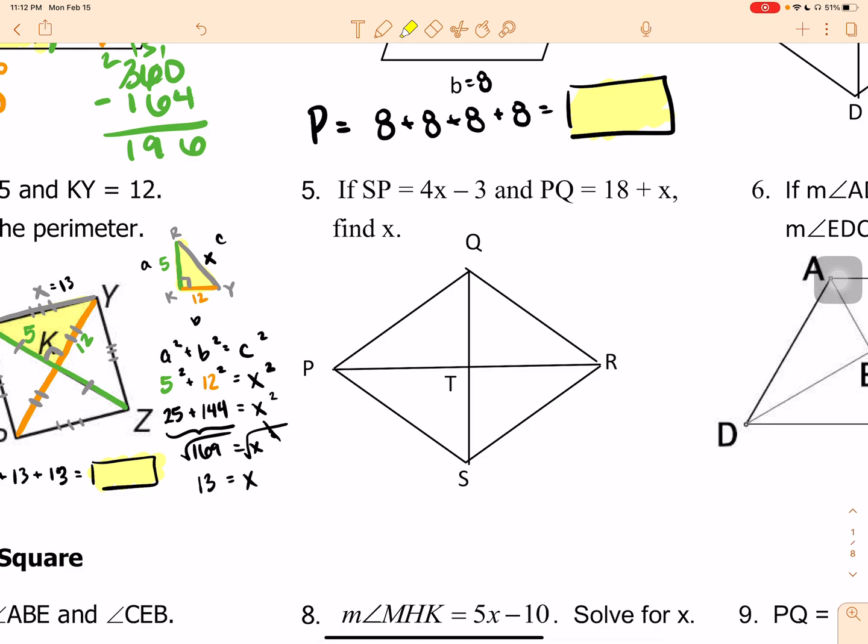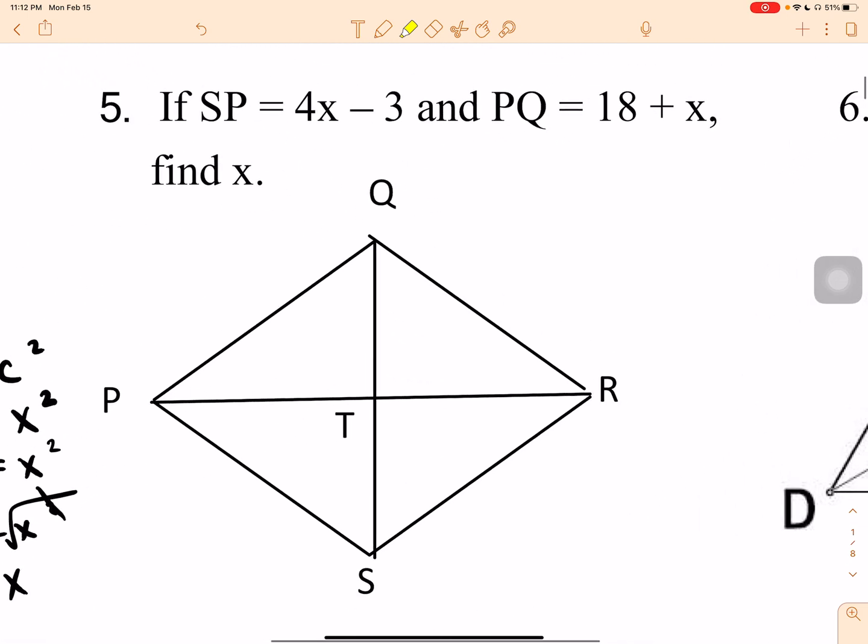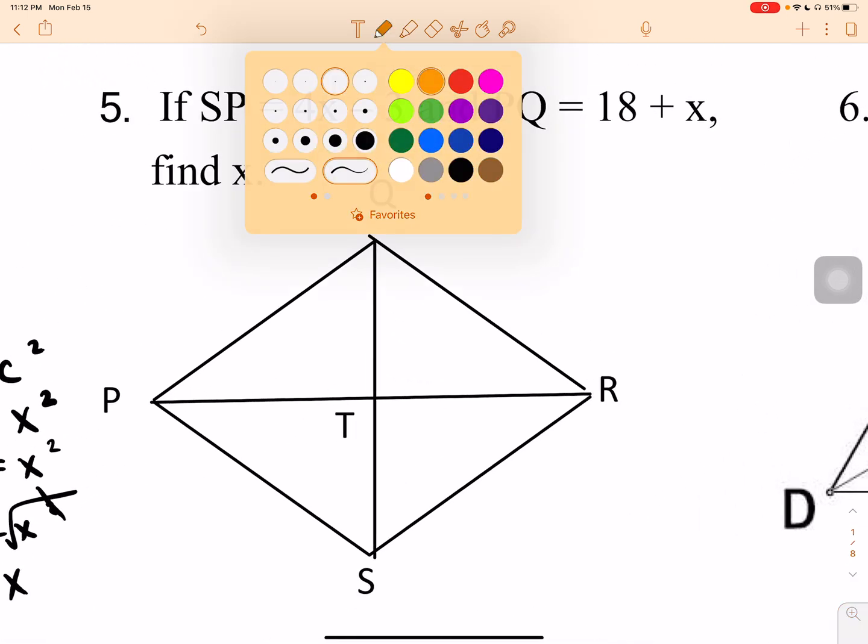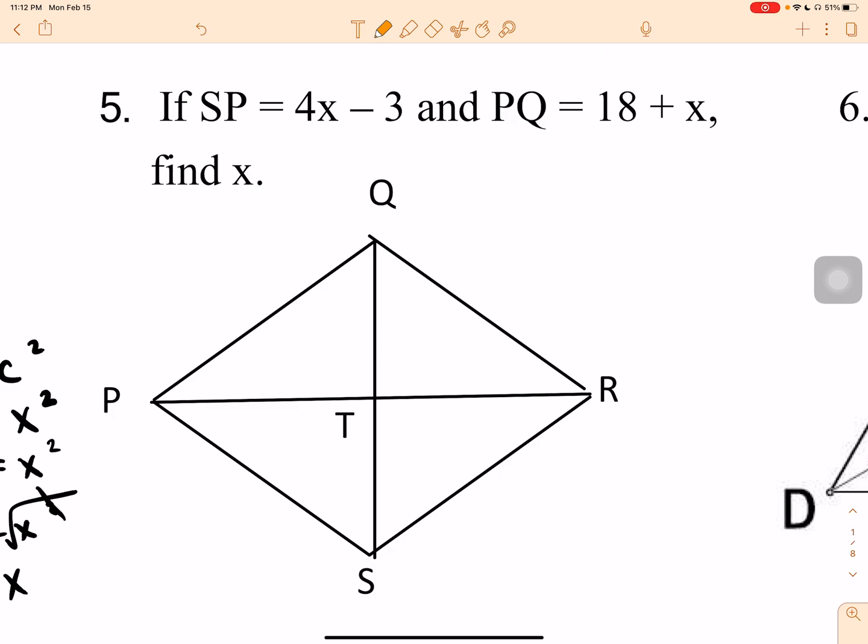All right, so number 5. So we're talking about SP. First I'm just going to identify what I have going on here. So we have SP and then PQ. And again, guys, with the rhombus, if you look back up at our little picture, we know all the outsides are equal to each other. Okay, all the sides are equal.